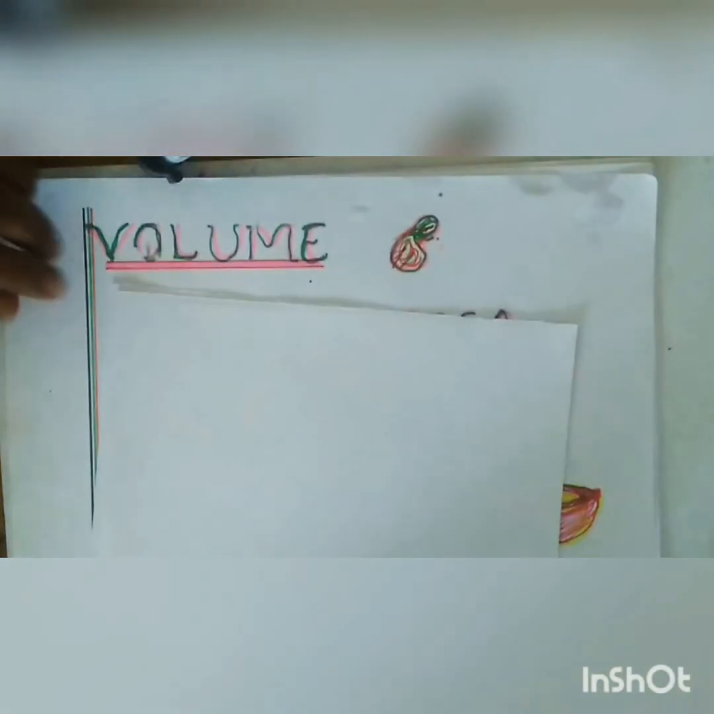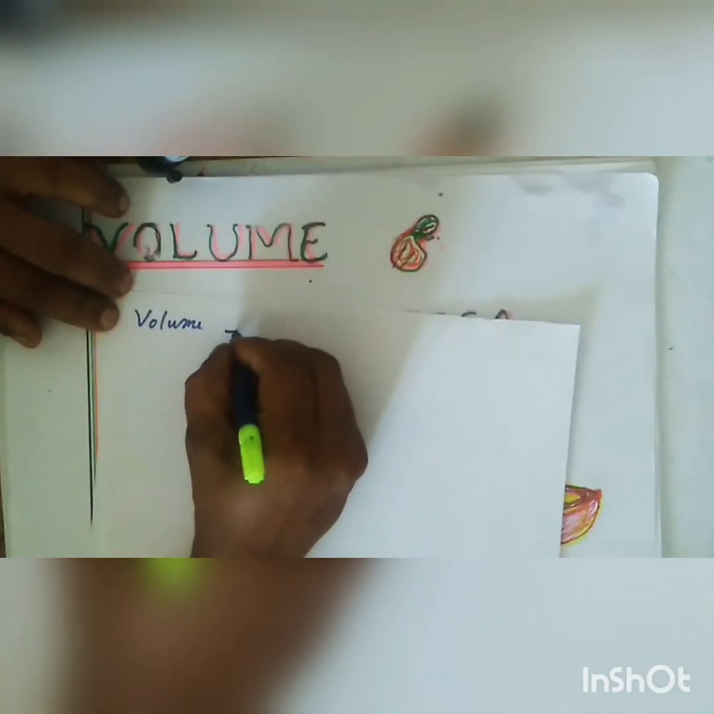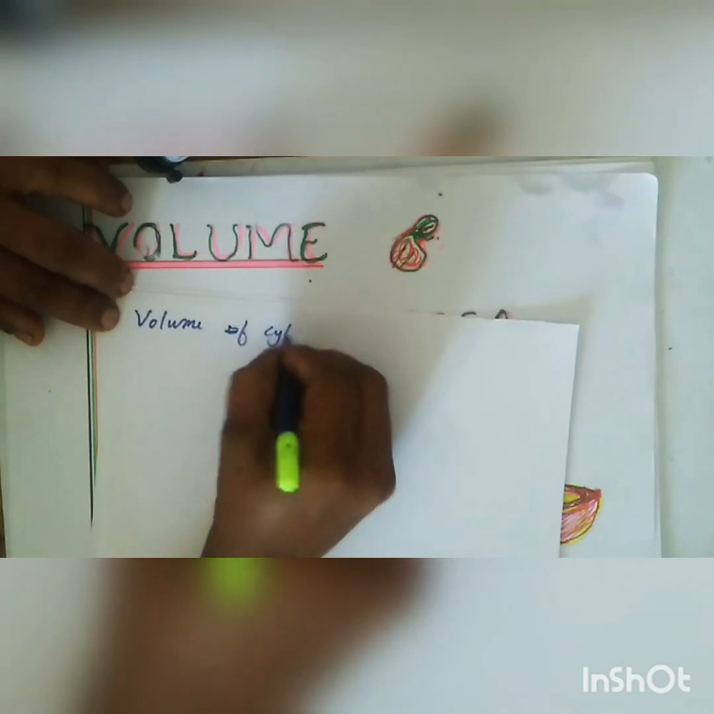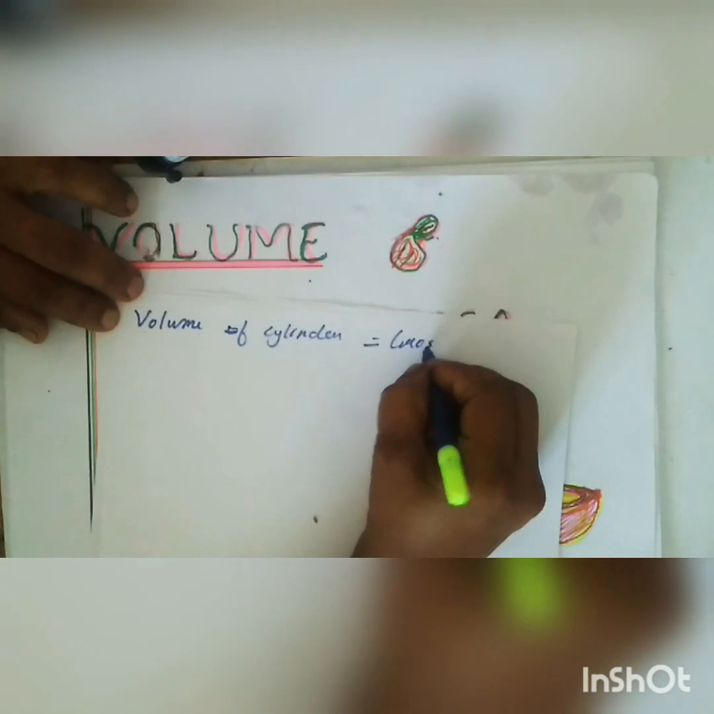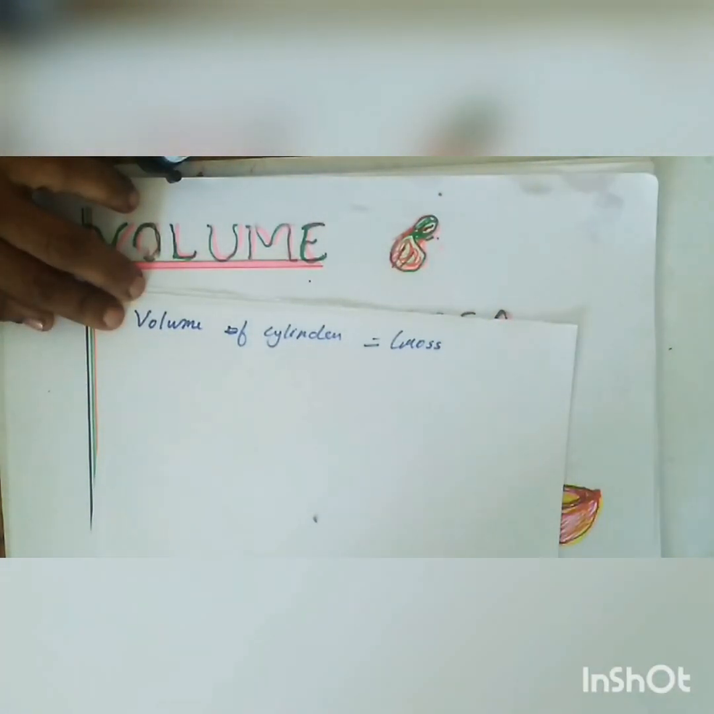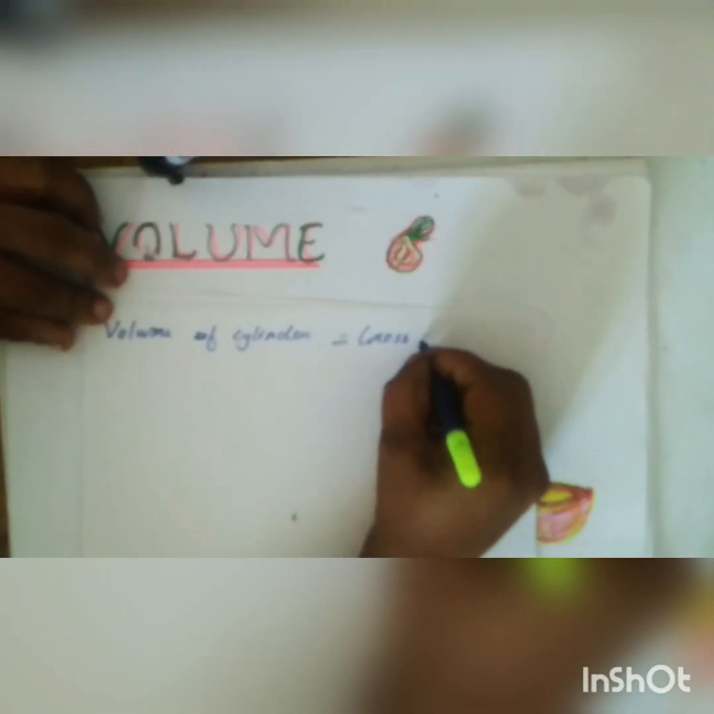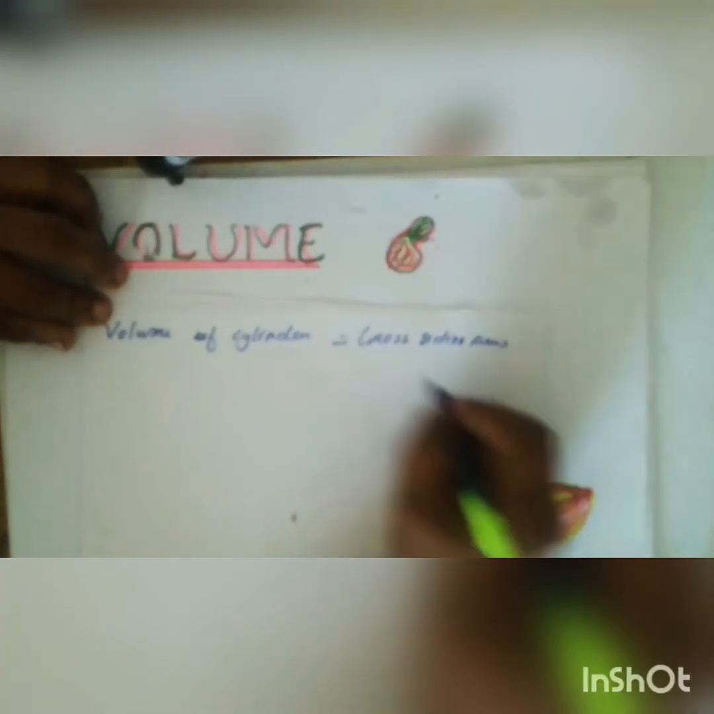For getting the volume of a cylinder, we use the cross section area. For any regular shape solid, that is, regular in shape from top to bottom, the volume is equal to the cross section area into height. Then volume of cylinder is equal to cross section area into height.